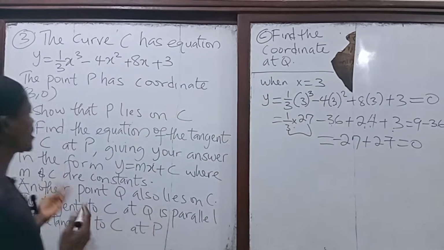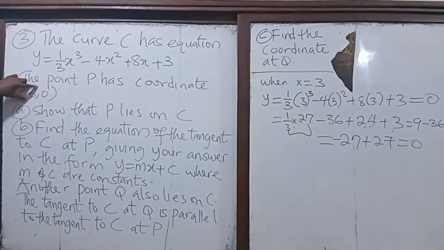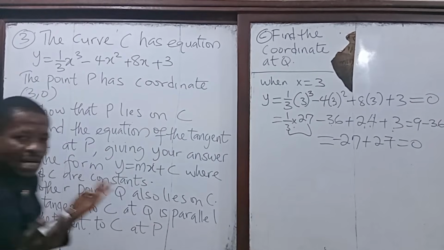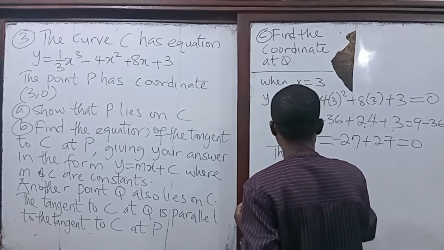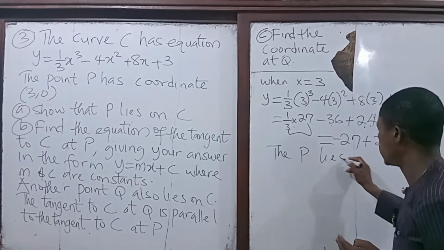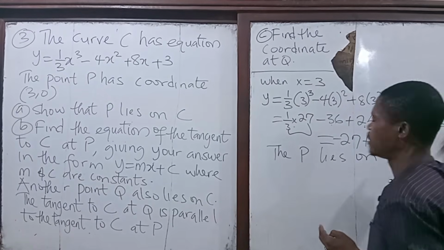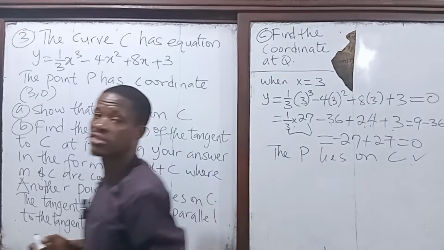Okay, so once you make that substitution for x and you're able to get 0, that confirms the point P lies on what? On C. Point P lies on C.